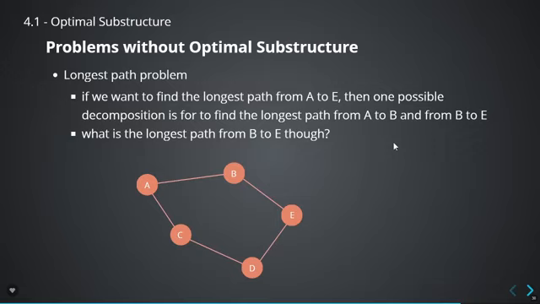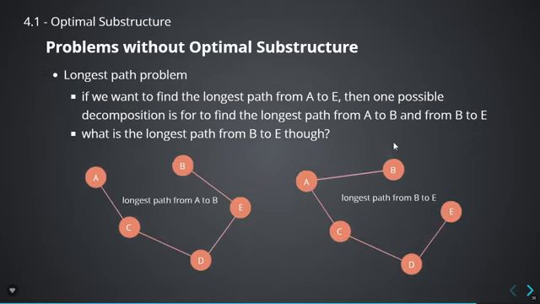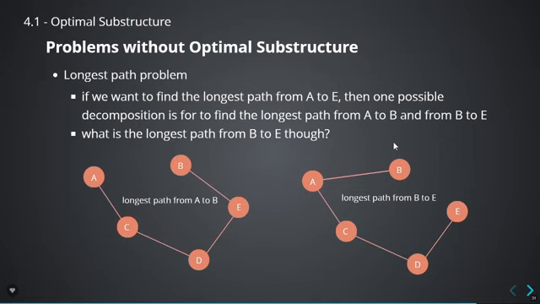So you first start by asking, what is the longest path from A to E? And then you break it down into smaller subproblems. What is the longest path from A to B? And what is the longest path from B to E? This is where you see a problem, because the longest path from A to B is A, C, D, E, B, and the longest path from B to E is B, A, C, D, E. They overlap. So knowing the longest path from A to B and the longest path from B to E doesn't really help you give a solution for the longest path from A to E. You can't combine them.